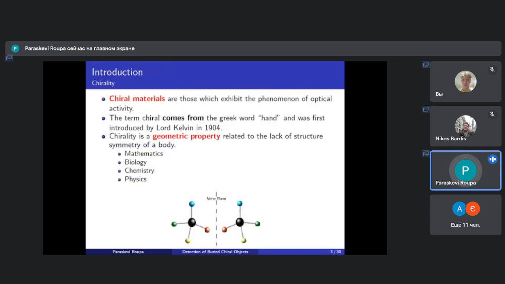Okay, let us now start with a few words about chiral media. Chiral materials are those which exhibit the phenomenon of optical activity. The term chiral comes from the Greek word for hand and was first introduced by Lord Kelvin in 1904. Chirality is a geometric property related to the lack of structure symmetry of a body. It appears in mathematics, biology, chemistry, and physics. As we can see in this figure, we can see the optical property of chiral materials. It's like our hand.